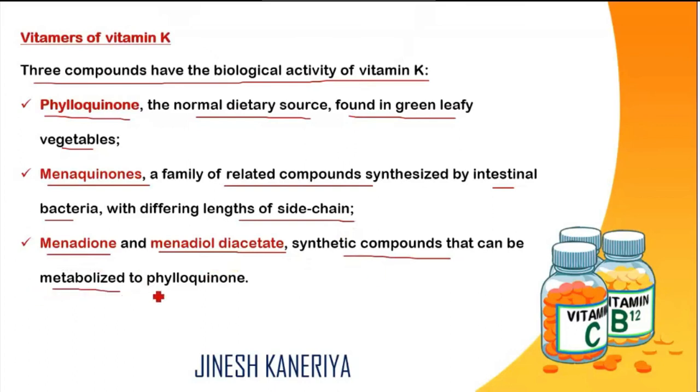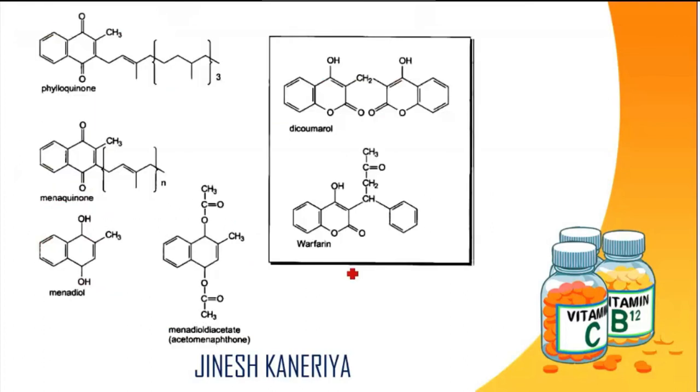They can be metabolized into the form of phylloquinone. So these are the two synthetic compounds of vitamin K, and they are then converted into phylloquinone after metabolism. So these are the three vitamins available in the form of vitamin K: phylloquinone, menaquinone, and menadione or menadiol diacetate.